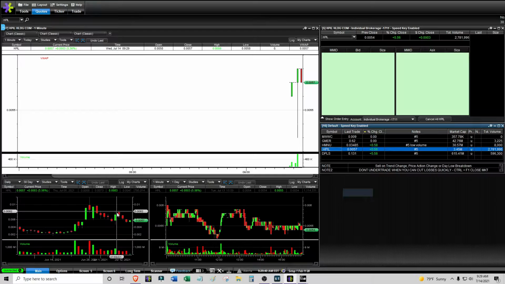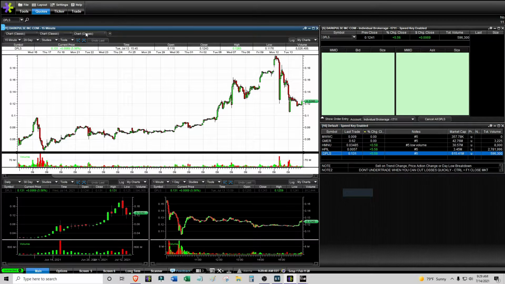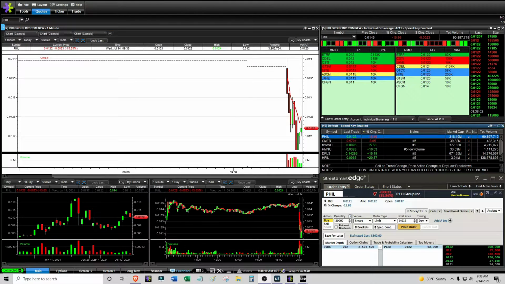HPIA will be a degenerate morning panic bounce play if I do trade that. I'll watch DPLS, but I'll be honest, I'm scared of this one. So that's where I'm at right now. I do have another watch list to the side, but these are the main ones that I'll be looking at.